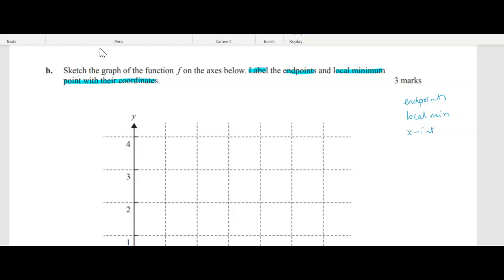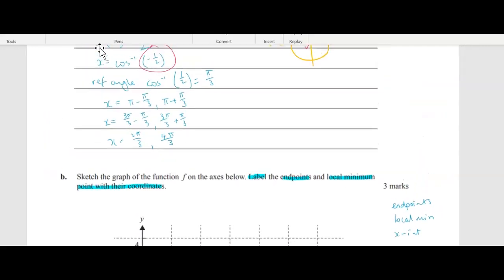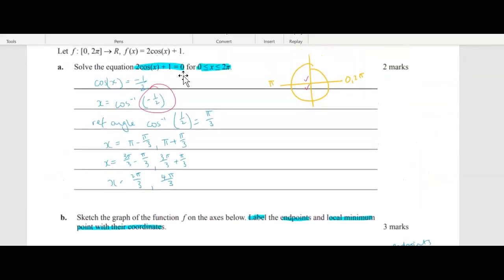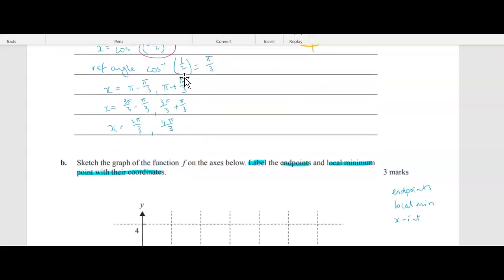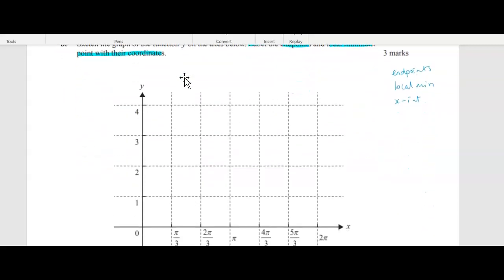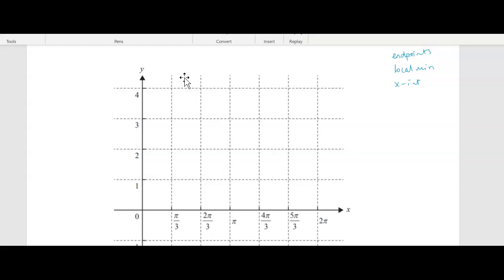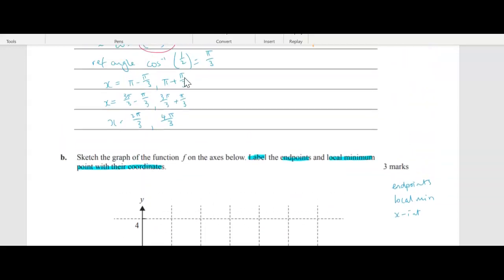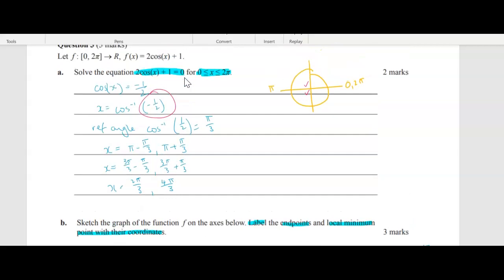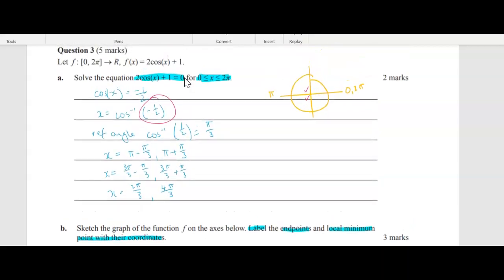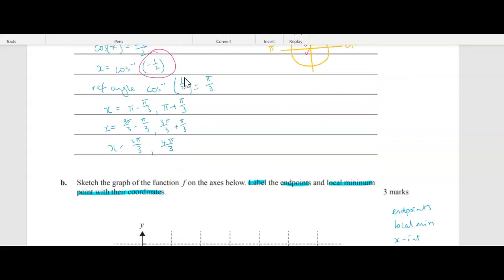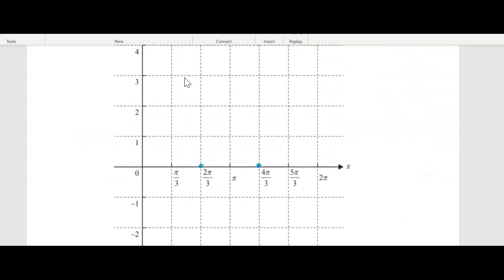All right, so what we did in question A is we actually found the x-intercepts because we let the function equal 0. So 2 pi on 3 and 4 pi on 3. So our two x-intercepts are here, and 4 pi on 3 is here. Now, what else have we got? So we've got 2 cos x plus 1. I'm going to have to write it down here.